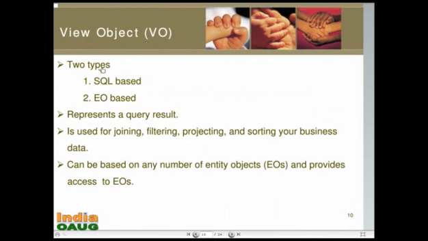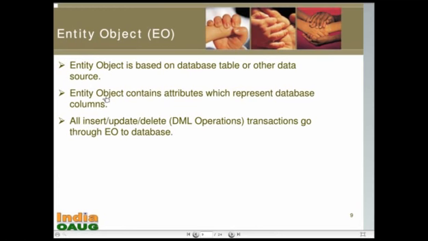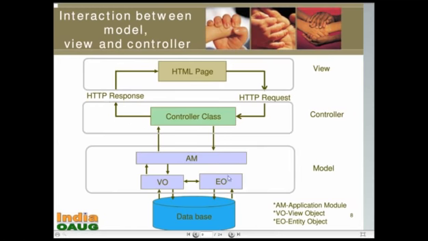Next, view object. View objects are two types. One is SQL based, nothing but a select statement. Another one is EO based. Just now we discussed it, right? If you create an entity object, you must create a view object for this EO. So view objects are two types. One is general view, nothing but a SQL select statement. No relation with the entity object. Another one is EO based. EO based means you created an entity object, but entity object you can't attach to the AM directly.